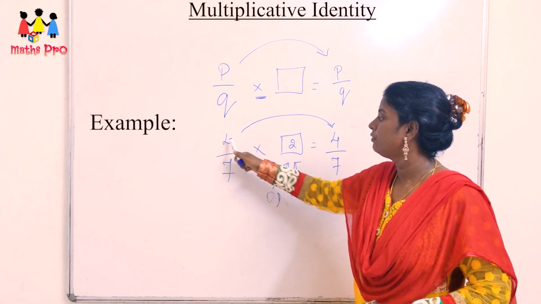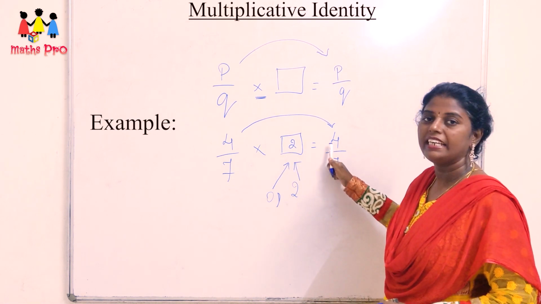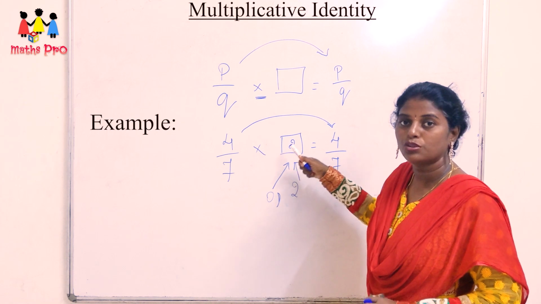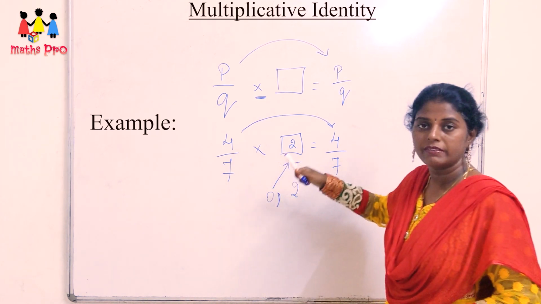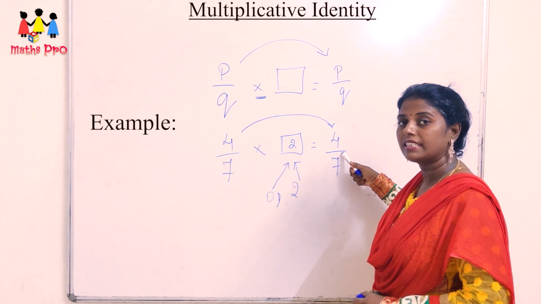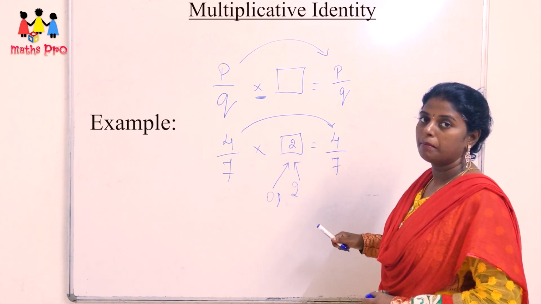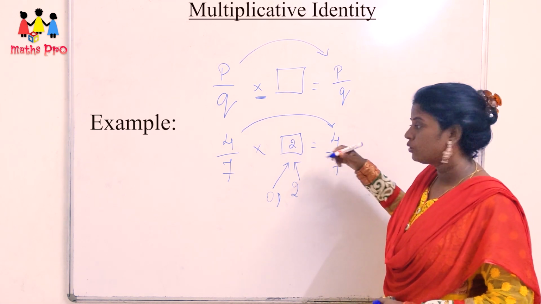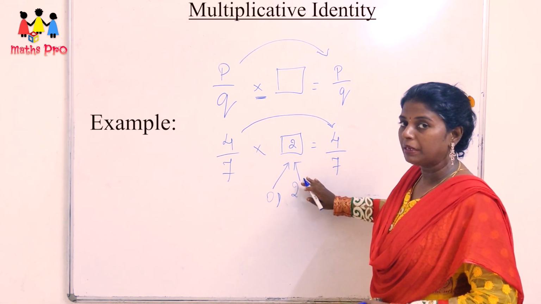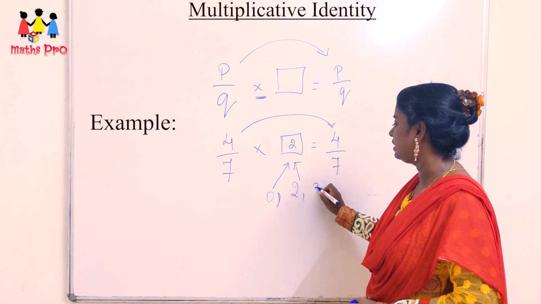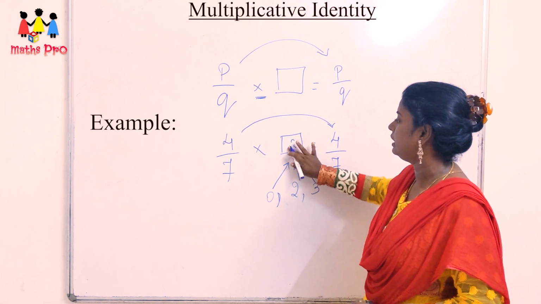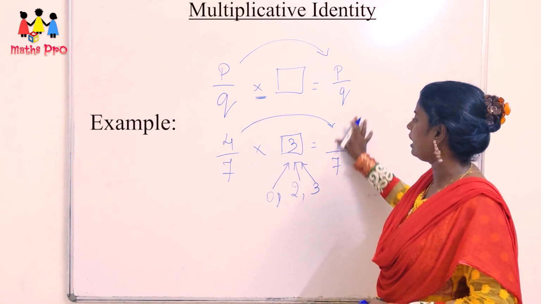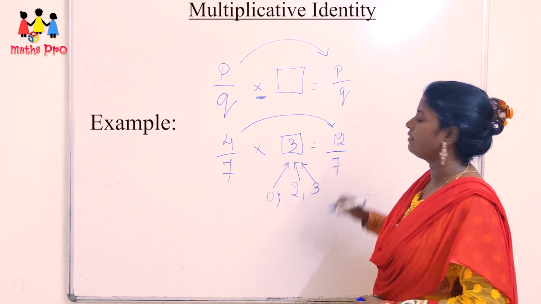then I will get 4 2s are 8 by 7. If you substitute 2 here and multiply 4 by 7 with 2, I get 8 by 7. But by the definition, I need to get the same rational number. So 2 is not the multiplicative identity. Again, if I put 3 here, then 3 4s are 12, so here I have 12 by 7.